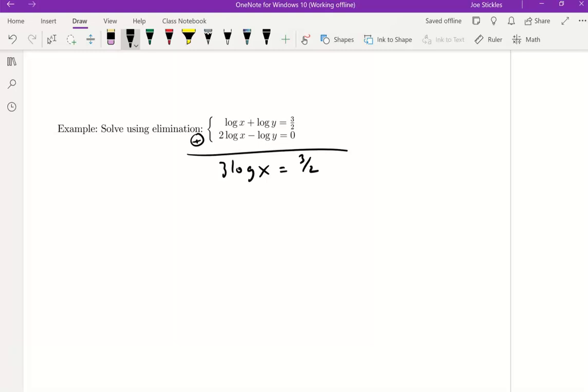3 log x equals 3 over 2. Divide both sides by 3. We'll get log x equals a half. Dividing by 3 is the same thing as multiplying by 1/3, so your 3 can cancel. So we'll just have 1/2 on the right-hand side.